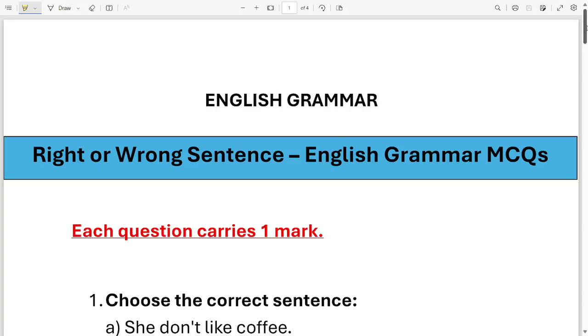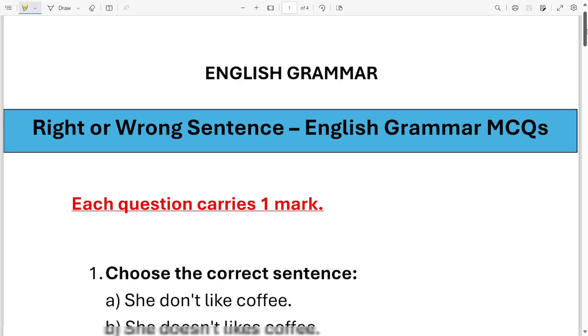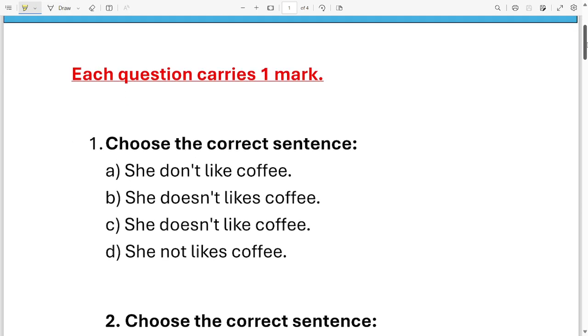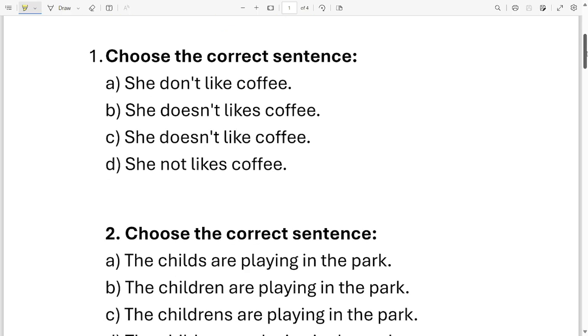Today's grammar topic is right or wrong sentence. You have to identify which of the sentences is right grammatically, okay, and each question carries 1 mark. So let's start solving the questions together.